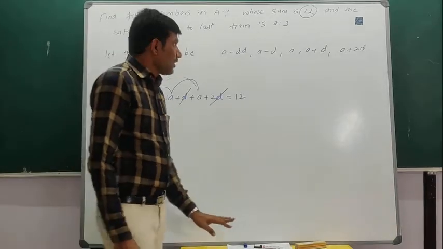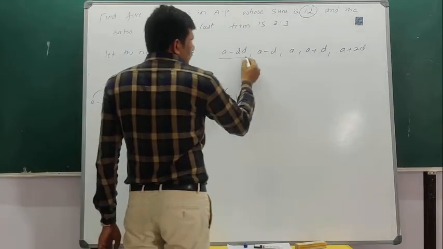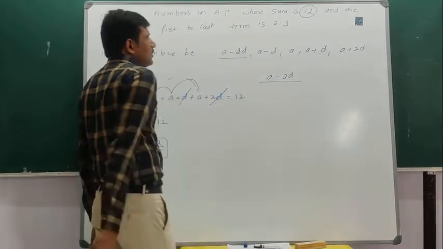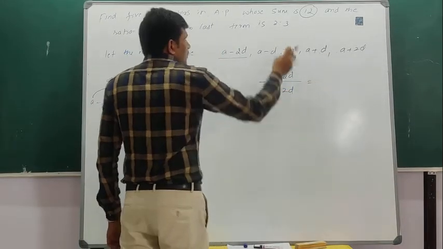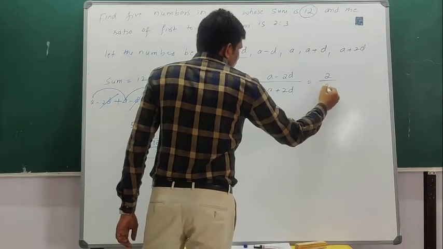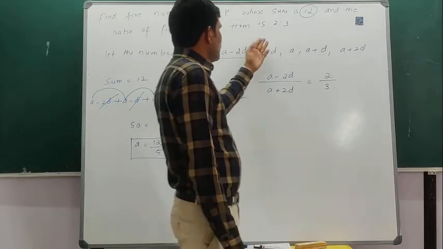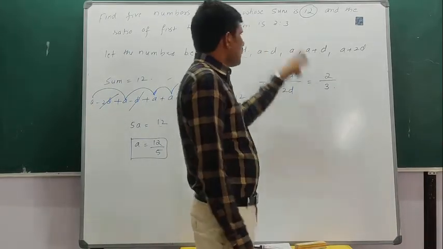Next, what is given? The ratio of first to last term. What is the first term? The first term is A minus 2D. What is the last term? It is A plus 2D. So that ratio is equal to 2 by 3. The ratio of first to last term is given: the first term is A minus 2D, the last term is A plus 2D, and that ratio is 2 by 3.